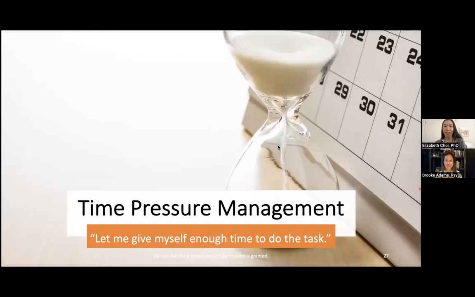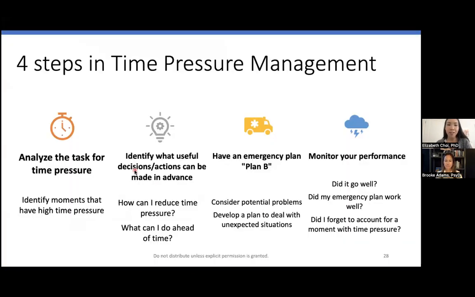Okay. Yeah. So to address slowed processing speed, we are basically using the concept of time in our strategy, and we call it time pressure management. The key message here is to actualize the statement: let me give myself enough time to do the task. All right, so we have 4 steps in time pressure management.